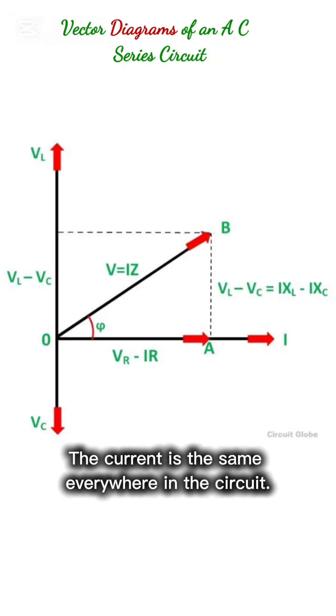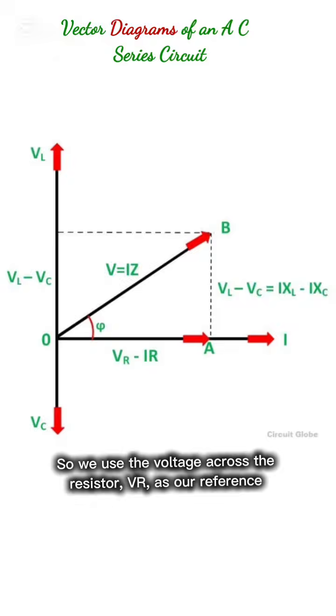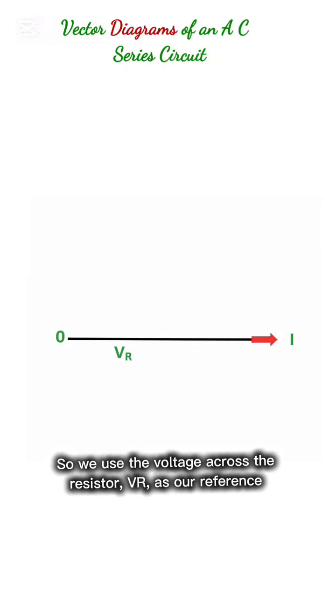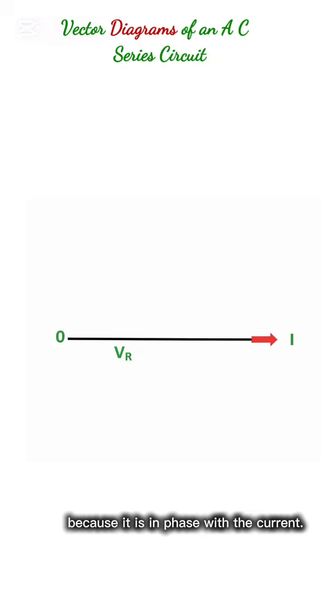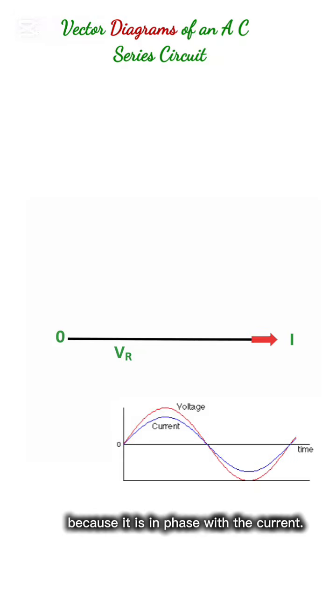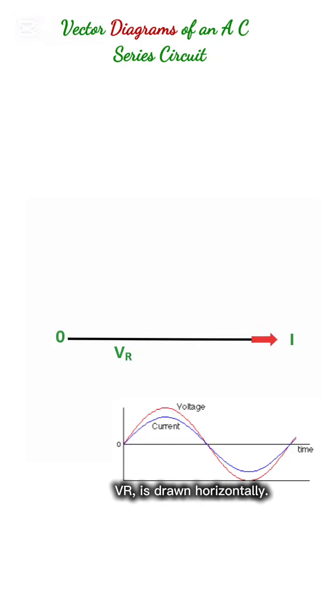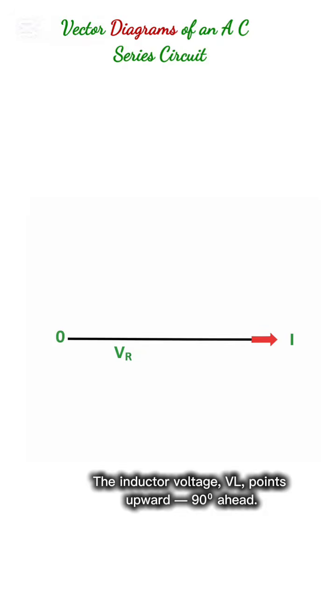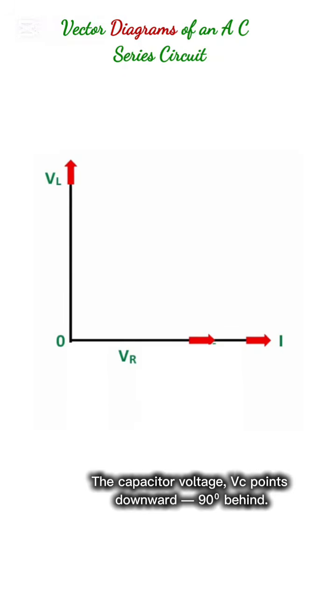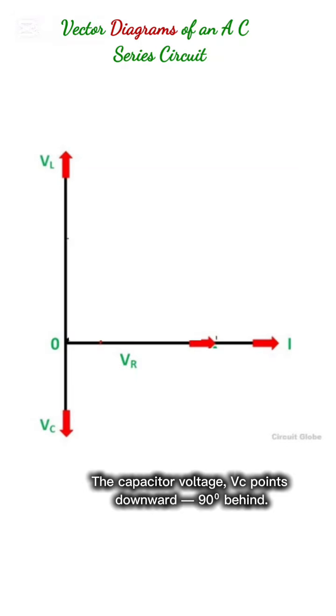The current is the same everywhere in the circuit, so we use the voltage across the resistor, VR, as our reference, because it is in phase with the current. VR is drawn horizontally. The inductor voltage, VL, points upward, 90 degrees ahead. The capacitor voltage, VC, points downward, 90 degrees behind.